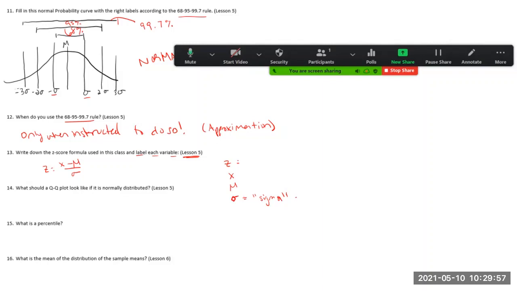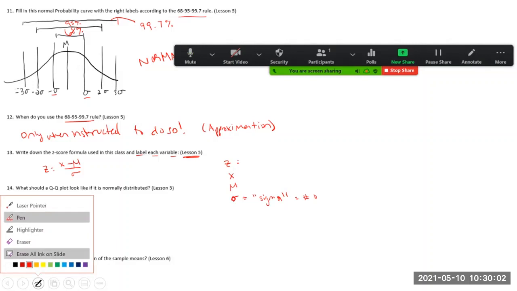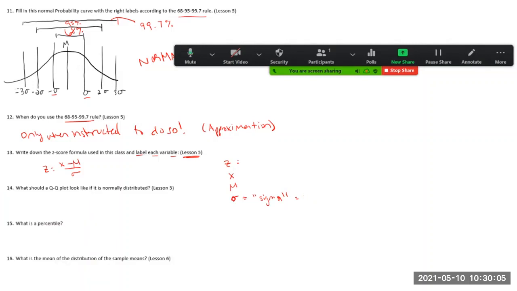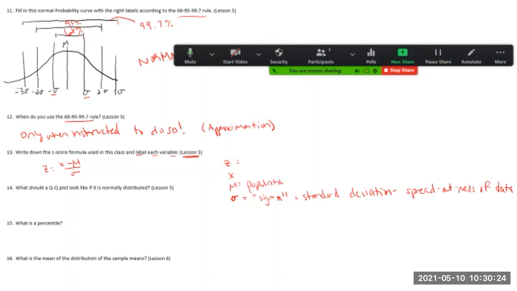All right, sigma is a standard deviation, and it describes the spread outness of some data. Mu is the population mean. We speak it mu, kind of like what a cat says, but it's spelled mu.